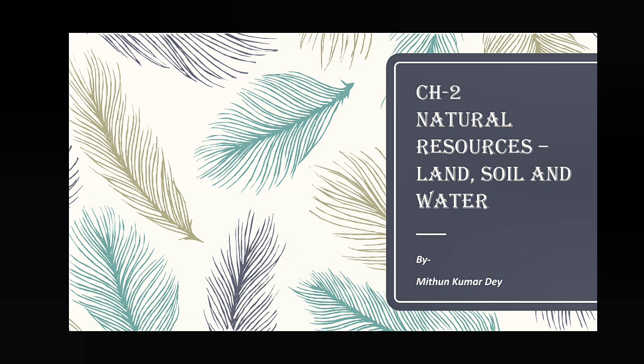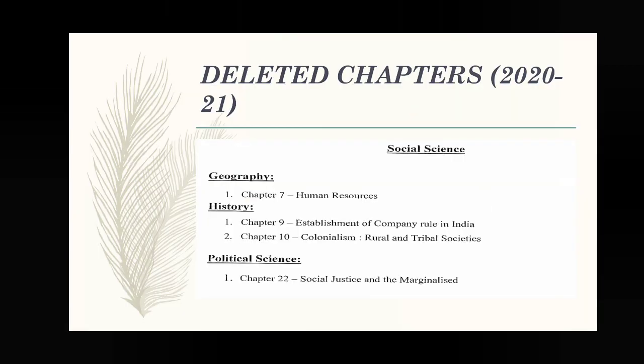But before going to today's online class, I want to share some important information: some chapters are deleted from your social science syllabus. From geography, chapter number 7, human resource, no need to read this chapter for this session only. From history, chapters number 9 and 10 are not included for this session. And from political science, chapter number 22 is also not included. That means chapter 7 from geography, chapters 9 and 10 from history, and chapter 22 from political science are deleted. No need to read them for this session. So this is the important information I want to share.